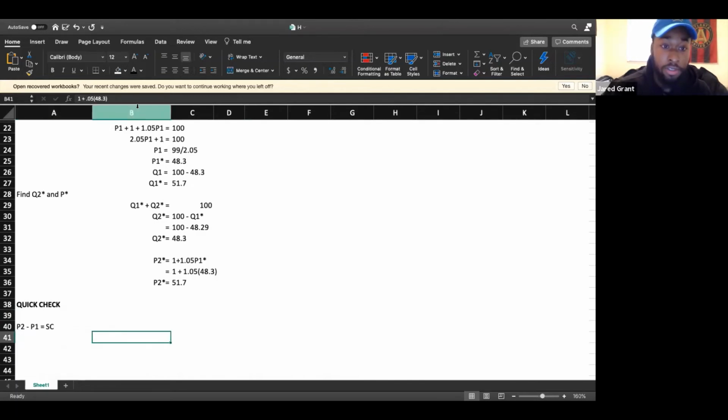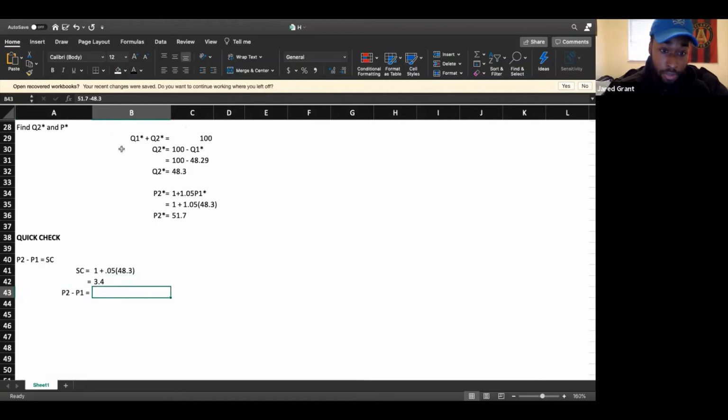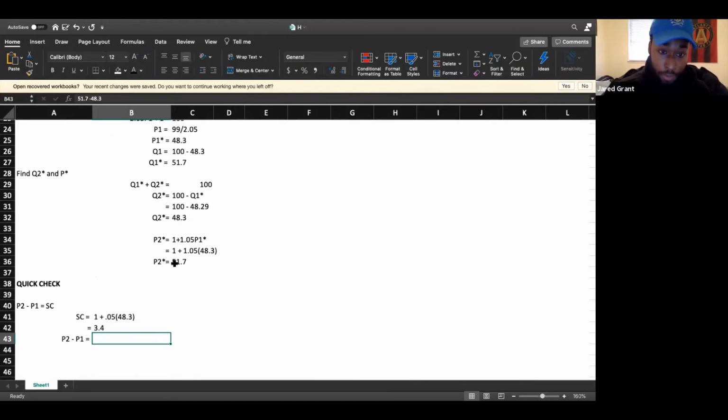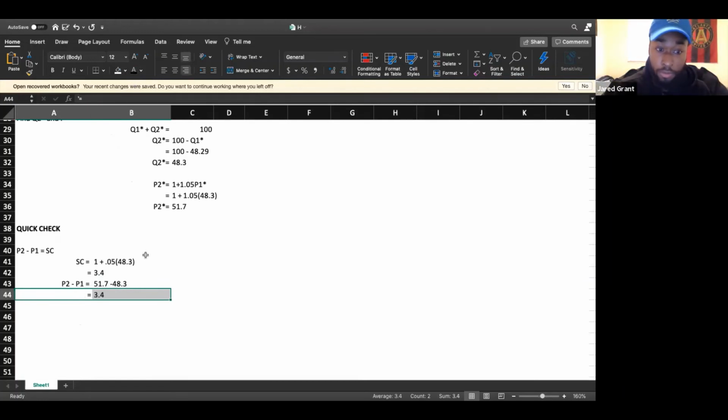Exactly like how you said, the storage cost function is given. If we plug this in, we're left with 3.4. And with P2 minus P1, we know that's just 51.7 minus 48.3, which equals 3.4. This is just a proof to make sure all your numbers are making sense and that it all holds out, exactly like your fellow cohort or colleague said.